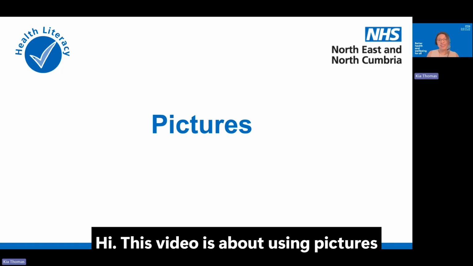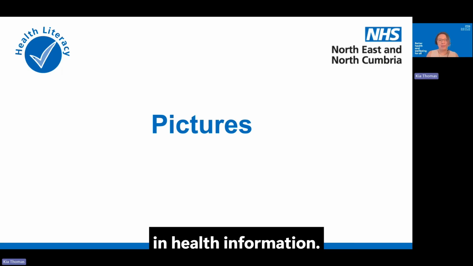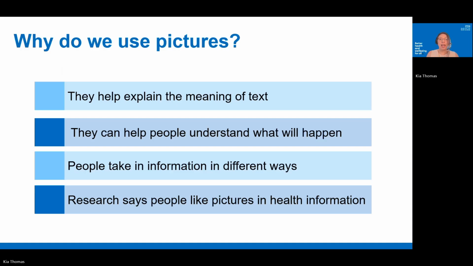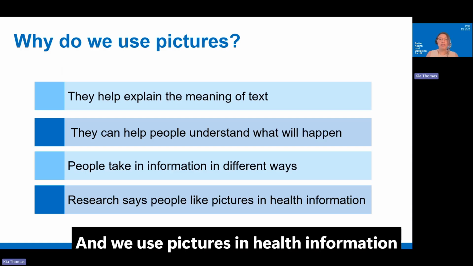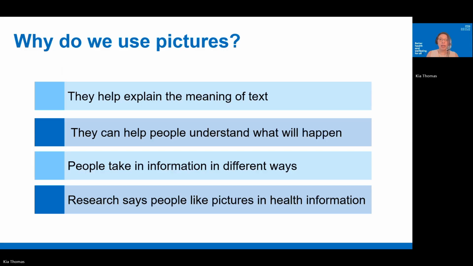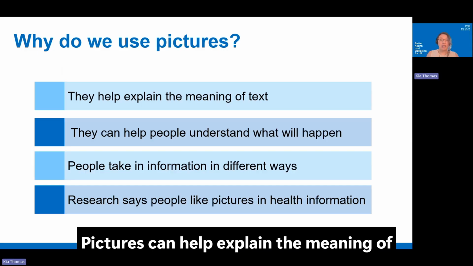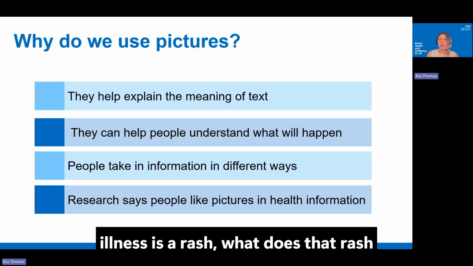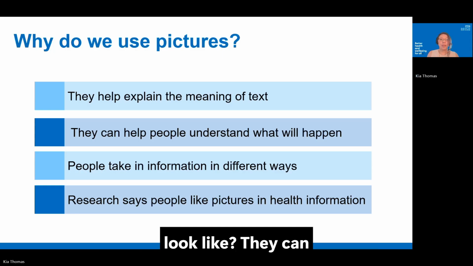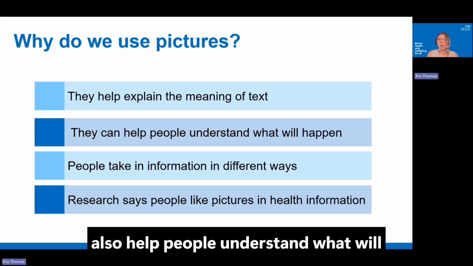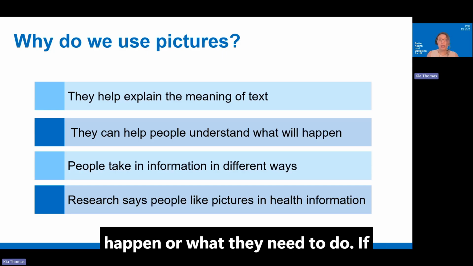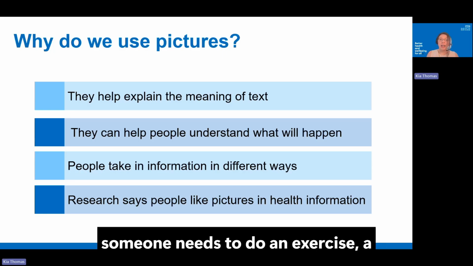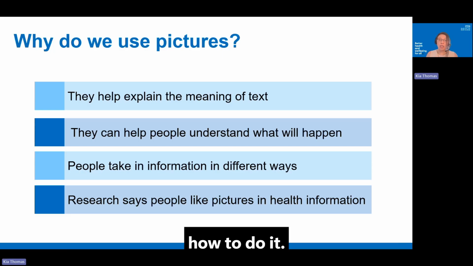Hi, this video is about using pictures in health information. And we use pictures in health information for a few reasons. Pictures can help explain the meaning of text. For example, if a symptom of an illness is a rash, what does that rash look like? They can also help people understand what will happen or what they need to do. If someone needs to do an exercise, a picture may help them understand exactly how to do it.